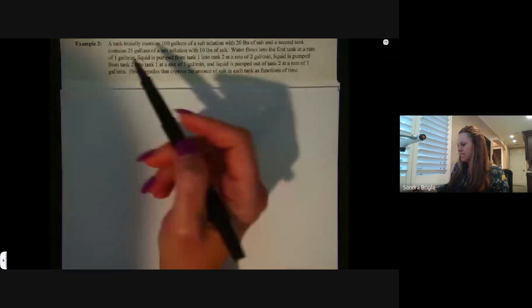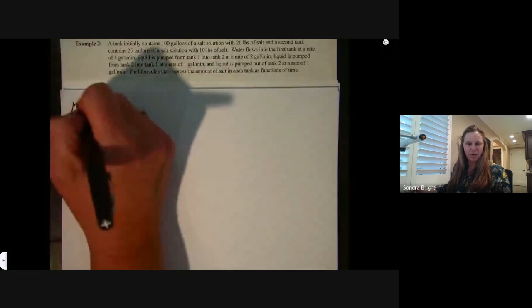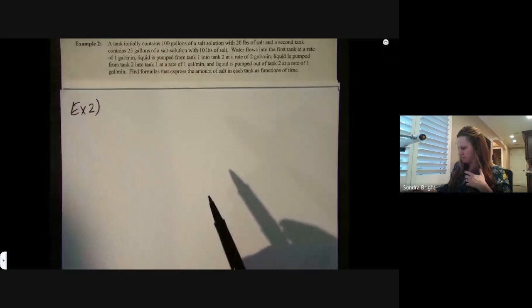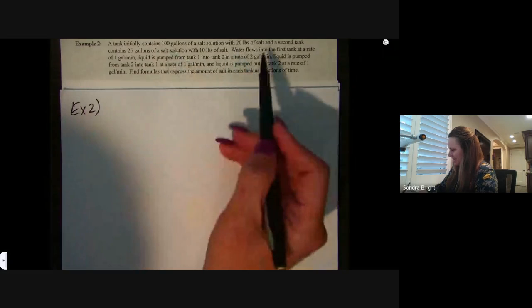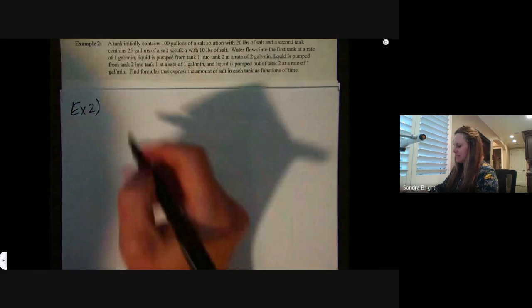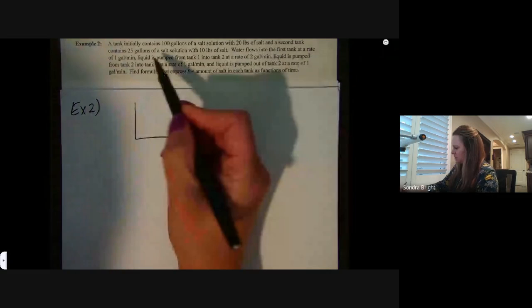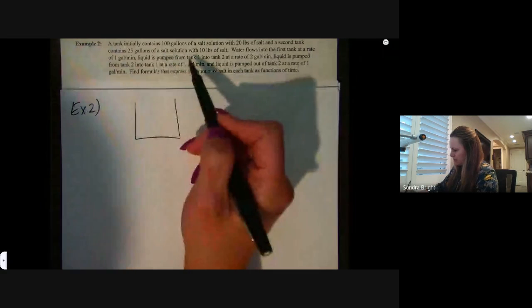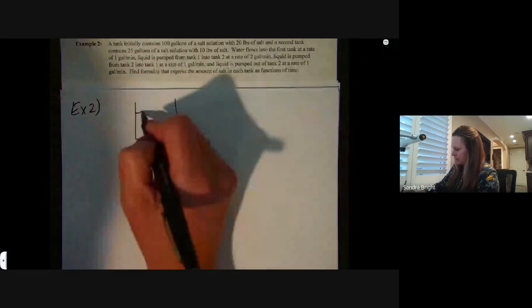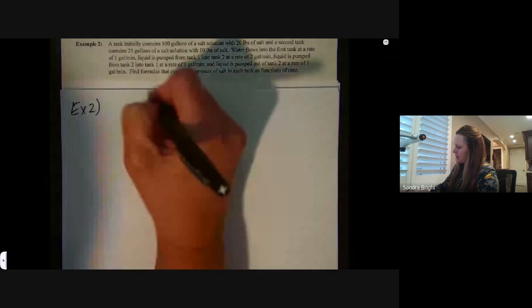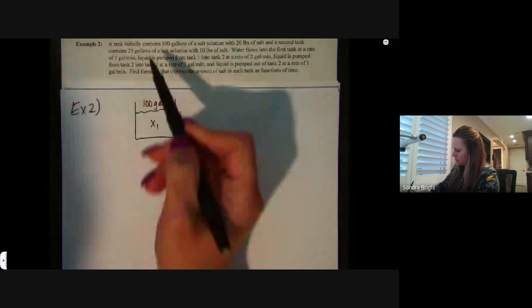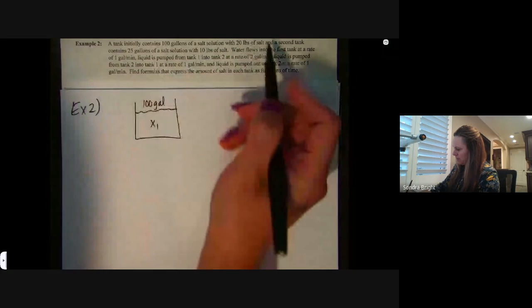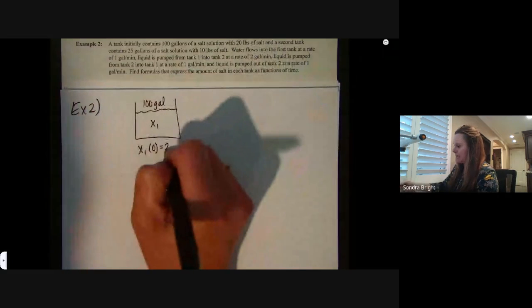All right, so it says, example 2. A tank initially contains, do you remember, we did these tank type problems back in, I think it was chapter 1. A tank initially contains 100 gallons of a salt solution with 20 pounds of salt. And a second tank contains 25 gallons of a salt solution with 10 pounds of salt. So I'm going to draw 2 tanks. The first one I'm going to call X1, and it's got 100 gallons of a salt solution and 20 pounds of salt. So X1 at 0 is 20 pounds. That's the initial amount, right?